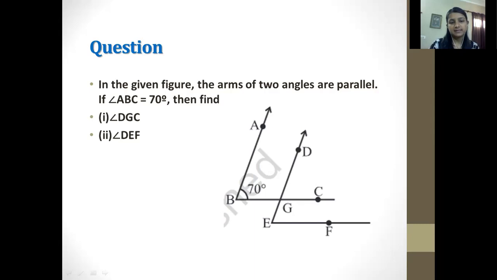Angle ABC is 70 degrees. Then find angle DGC and DEF. How could you find that? How would you be able to find that? I'm giving you some time to solve. You would be solving now.